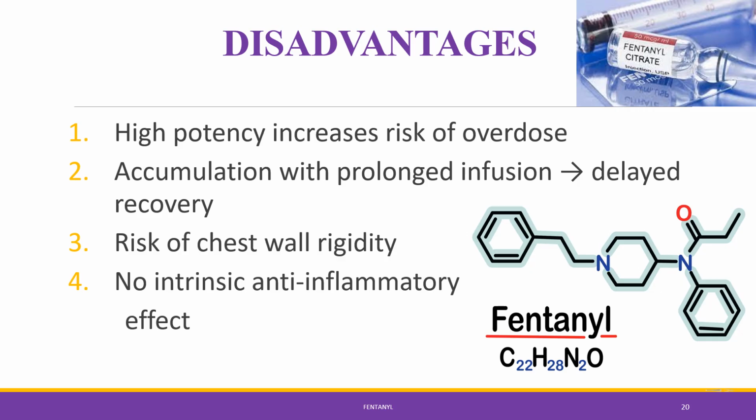Disadvantages of fentanyl. 1. High potency increases risk of overdose. Very strong, so dosing errors can cause overdose. 2. Accumulation with prolonged infusion leading to delayed recovery. Can build up in the body, causing delayed recovery after stopping. 3. Risk of chest wall rigidity. Can cause muscle stiffness in the chest, affecting breathing. 4. No intrinsic anti-inflammatory effect. Only helps with pain, not swelling or inflammation.